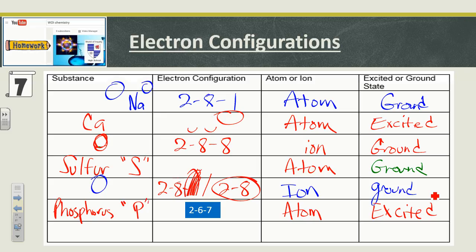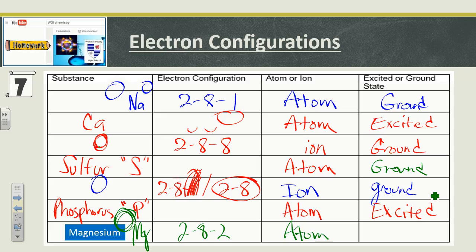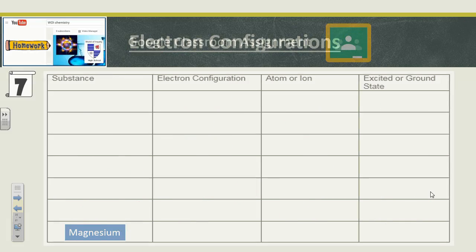That is element P. For those of us that need practice, knowing that phosphorus is P, we have one more example to do, and we are almost done with this video. Magnesium is Mg. Looking up Mg on my periodic table, I have an electron configuration of 2-8-2. I see no positive or negative charge up in the right-hand corner. That tells me I am an atom, and I am in my ground state because I got my electron configuration right off the periodic table. Thank you for bearing with my sloppy handwriting, but we good.